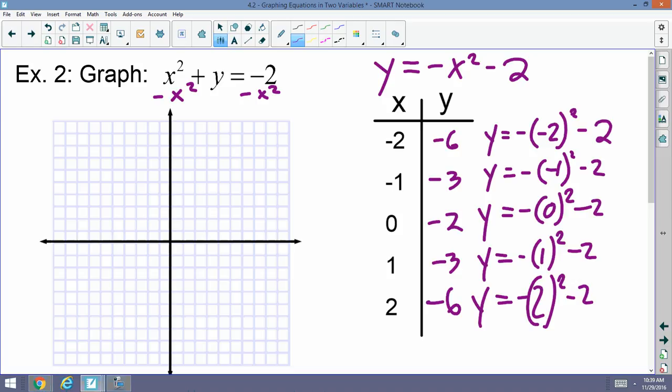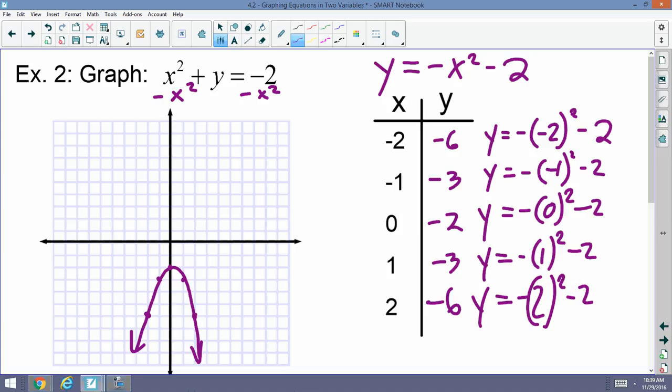And now it's going to be an upside down U, correct? Because I'm now going to plot my points. Negative 2, negative 6, 2, 3, 4, 5, 6. And I've got negative 1, negative 3. I've got 0, negative 2. I've got 1, negative 3, and 2, negative 6. And as you can tell, I did not make a sharp V shape. I made a U shape.